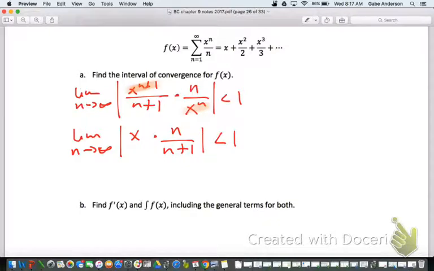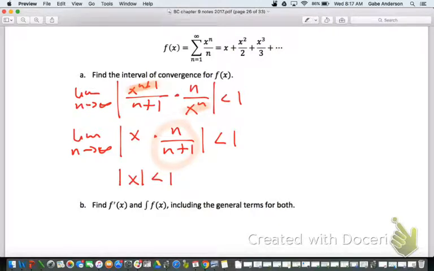So now, as we apply the limit, it really only applies to this part, and the limit as n goes to infinity, we can use our little trick with degree. Say that the degrees are equal, therefore the ratio of the lead coefficients will be the limit. So we can see that it would be 1. So 1 times x is just x, so we'd get the absolute value of x is less than 1.